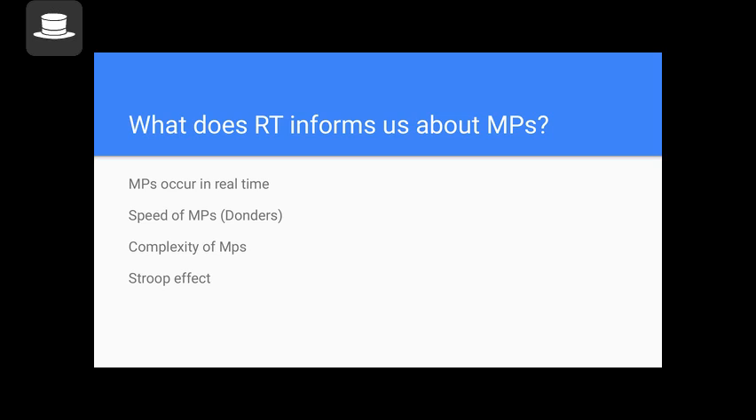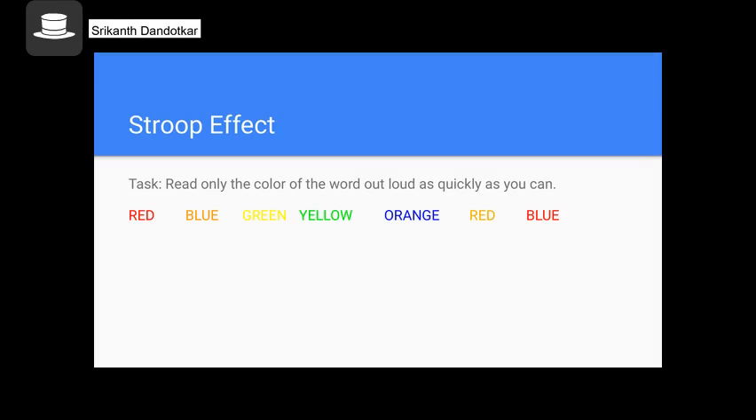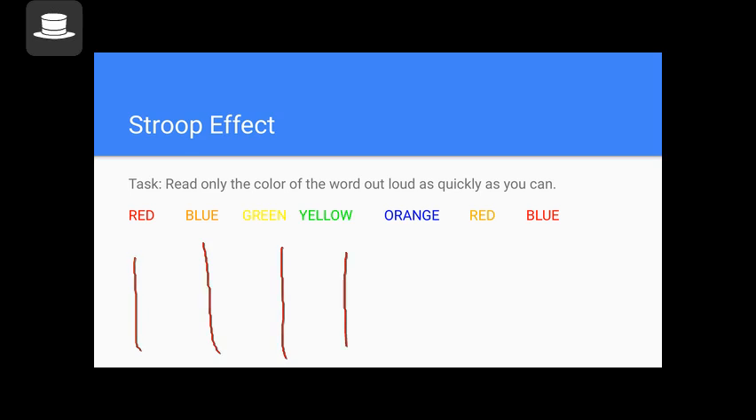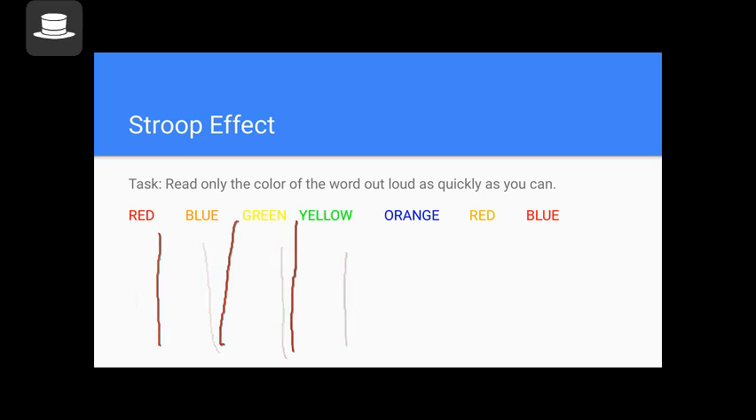Now, to give you an understanding of what we mean by speed and by complexity of mental processes, we're going to have a quick task in the next slide. The task is called the Stroop effect. You'll be provided with several columns, usually 4 columns of words. You have to read the words in a particular column and move on to the next column. But you're not reading the words. You have to read only the color of the word.